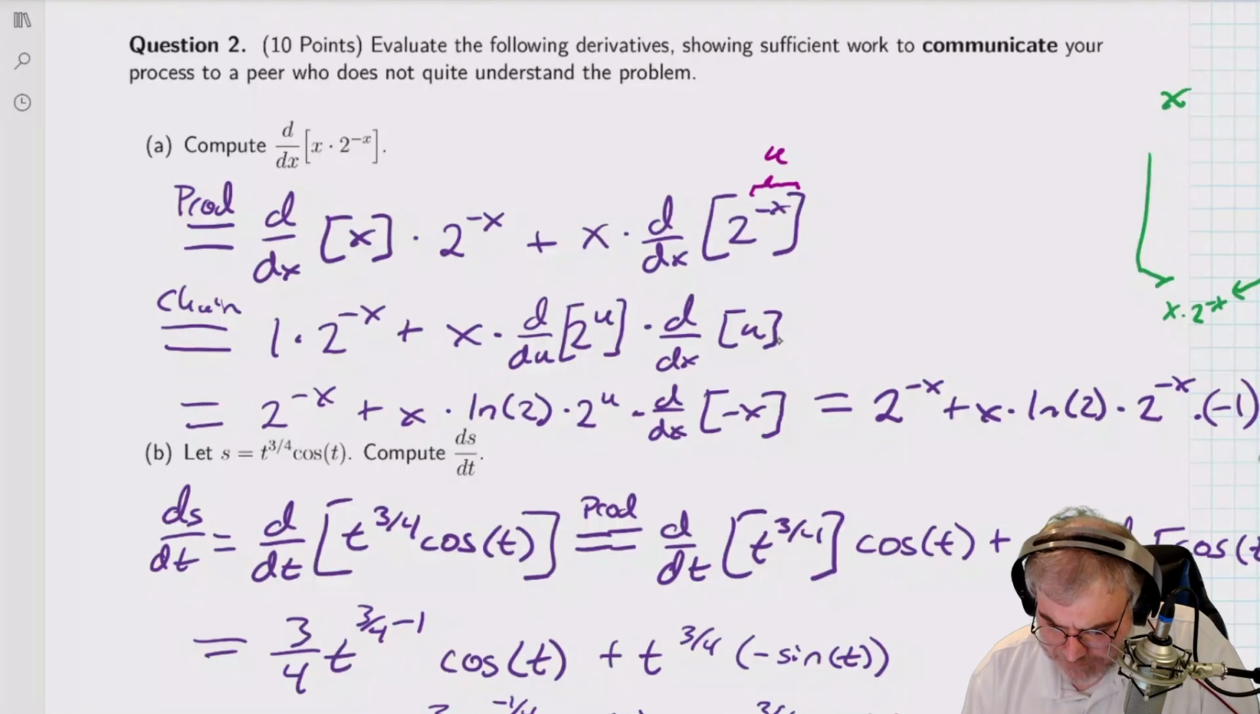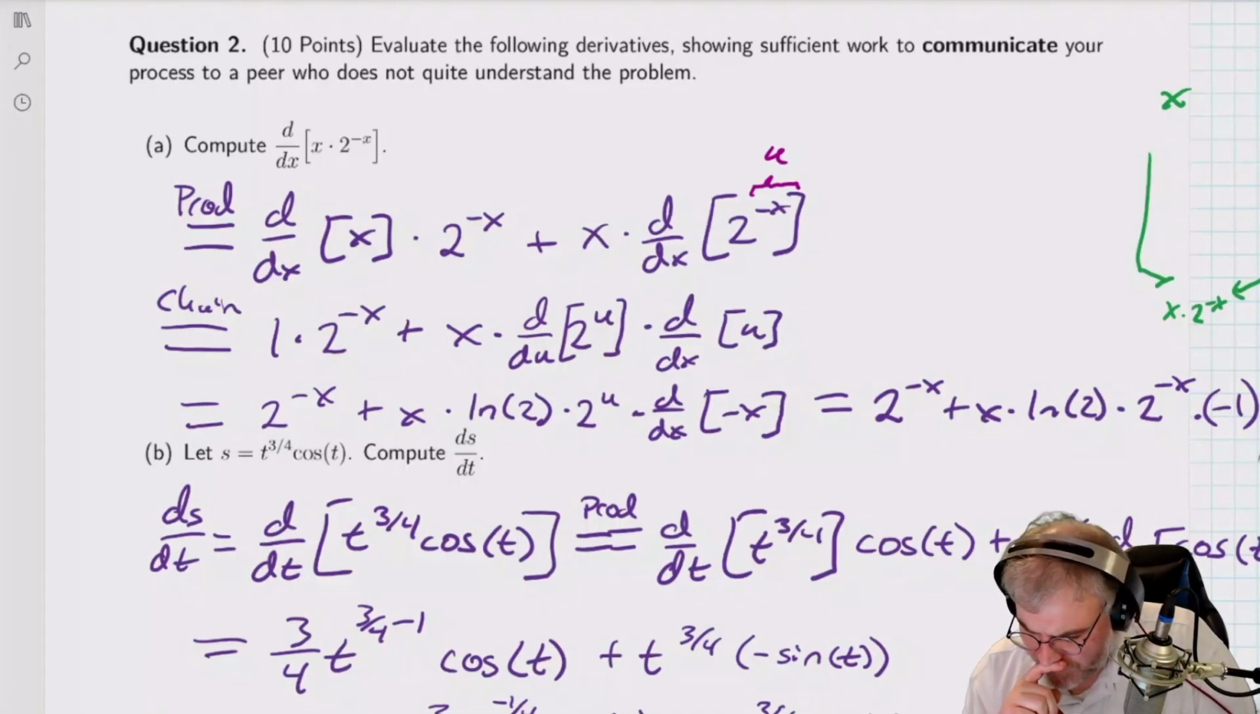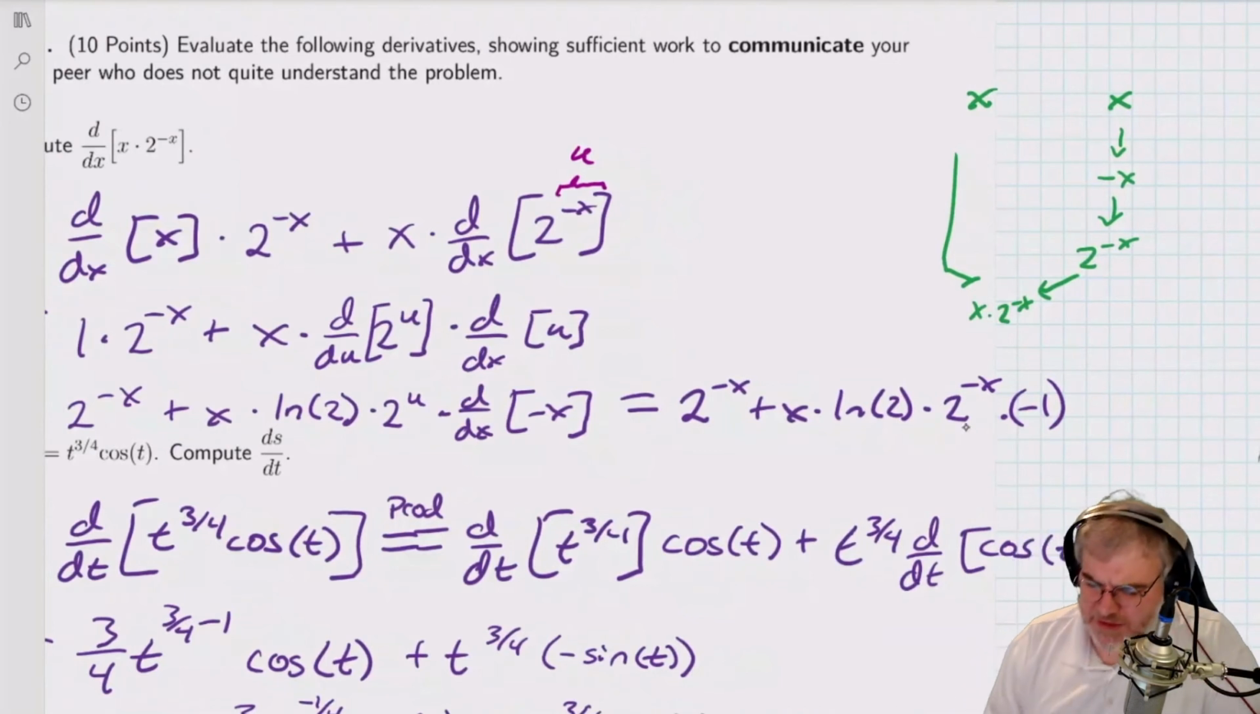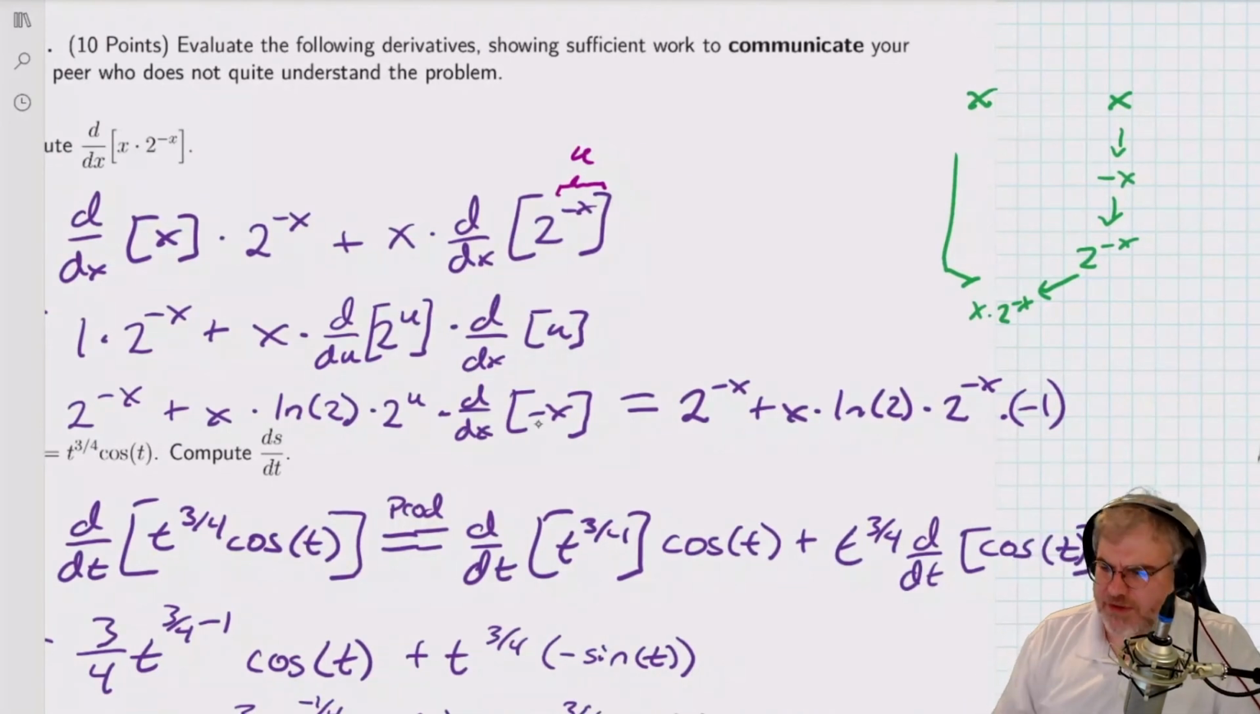I get 1 there. 2 to the negative x is baggage. X times, this is my chain, d over du of 2 to the u times d over dx of u. And so I get 2 to the negative x plus x times the log of 2, which is that little constant that gets generated by the 2 to the x bits, times 2 to the u times the derivative with respect to x of negative x. And then I sub back in my u and I get 2 to the negative x there. And of course, there's a negative 1 generated by that.